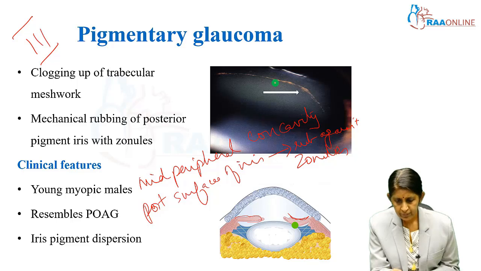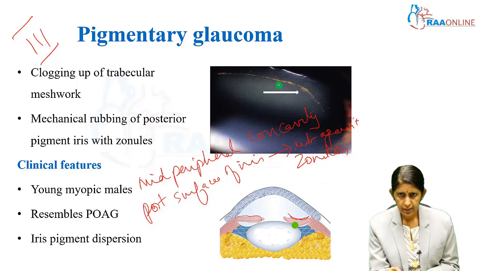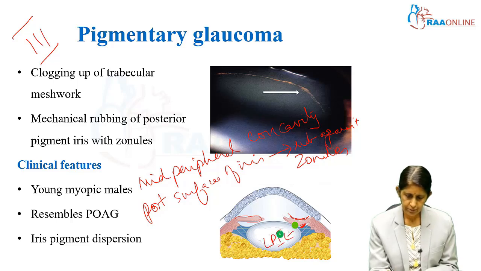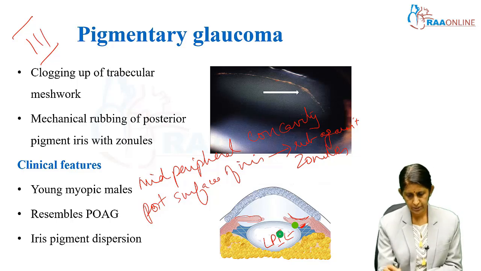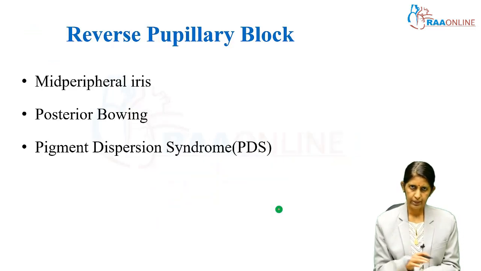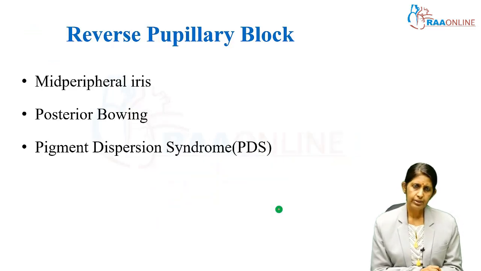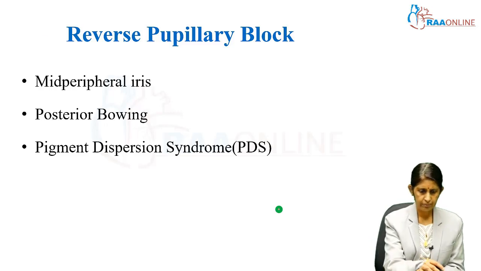This photo I have just put up here shows you the deposition of pigments, the iris pigments, and this is how the iris concavity looks. So, this area will constantly rub against the zonules and release the pigments. Now, this green area that you see shows how we do a laser peripheral iridotomy to manage these patients. The minute you do an iridotomy, this will remove the mid-peripheral concavity and it will cause the iris to become flat.